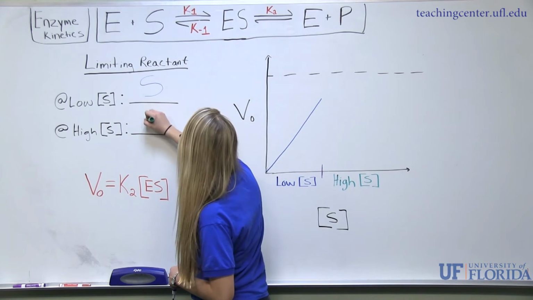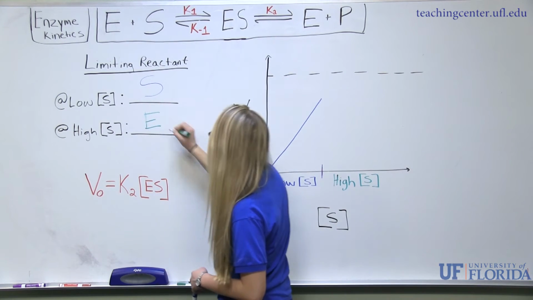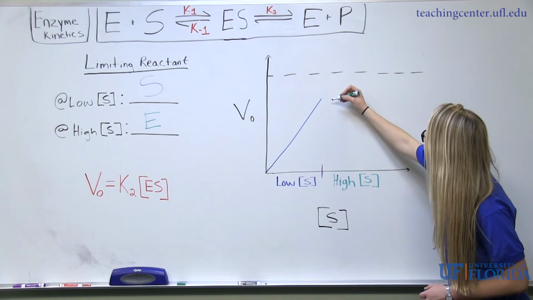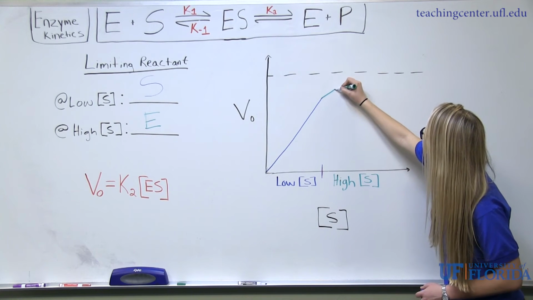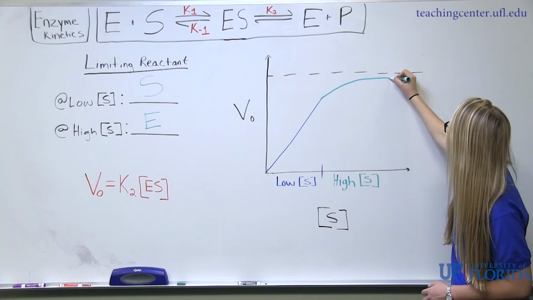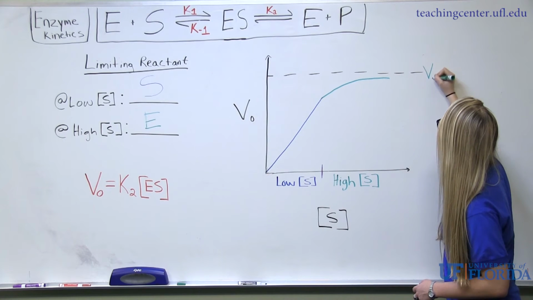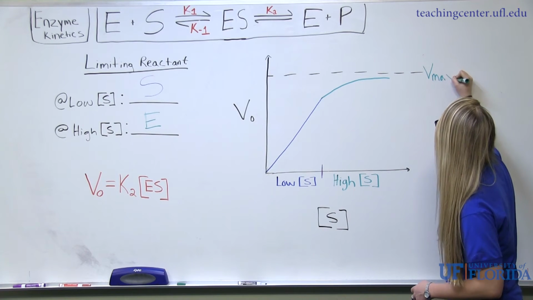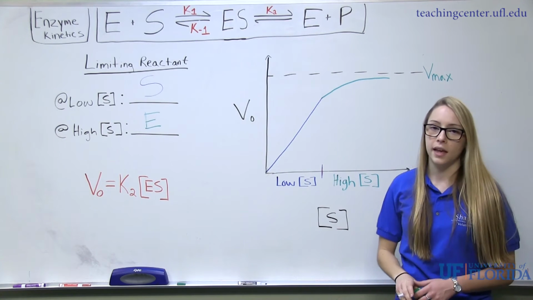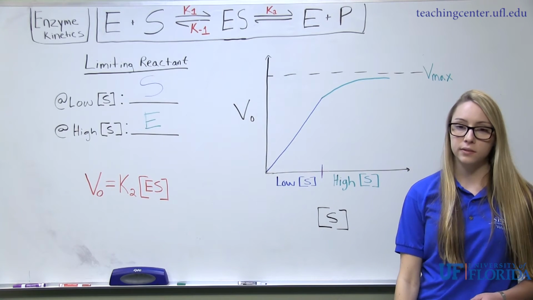So here our enzyme is actually going to be our limiting reagent, and our graph is going to start to plateau as we reach that point where increases in substrate concentration no longer affect initial velocity. And at that point we call it the Vmax.